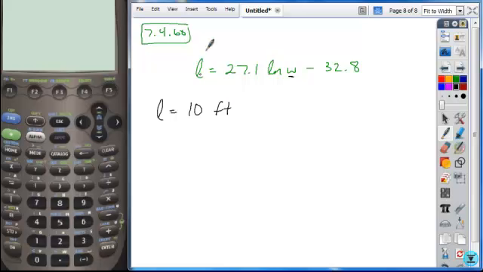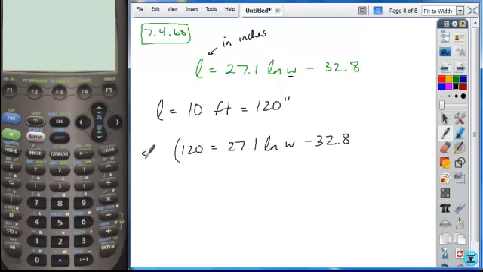The reason that doesn't work is that if you look at the original wording of the problem, it tells you that L is in inches. But 10 feet is not in inches. So the first thing you would have to do if you made that mistake is to convert from feet into inches. So 10 feet is how many inches? 120. And so now you plug 120 in for L and solve 27.1 times the ln of W minus 32.8. We can just use our calculators for this, solve for W, and we'll get our solution.